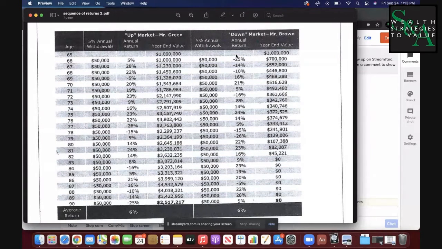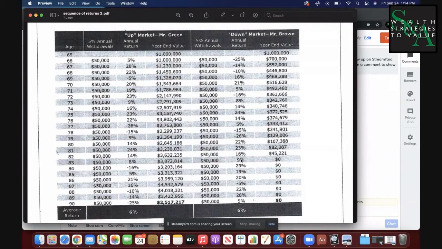All right. So here's the difference. He's taking the same exact 5% withdrawals, $50,000 per year. All we did was we flipped this over. We did the inverse of the returns from Mr. Green. So he's starting off in a down market, minus 25, minus 14, minus 10, etc. Okay. Watch this. Boom, boom, boom, boom. Because of these first 3 down years, his account value is down a whole bunch. He went from $1 million to 446,800 in 3 years.